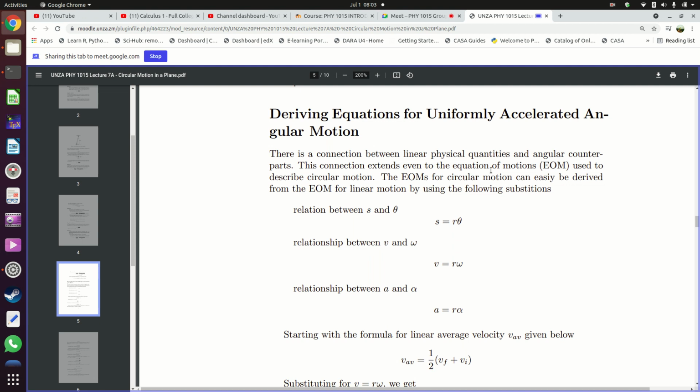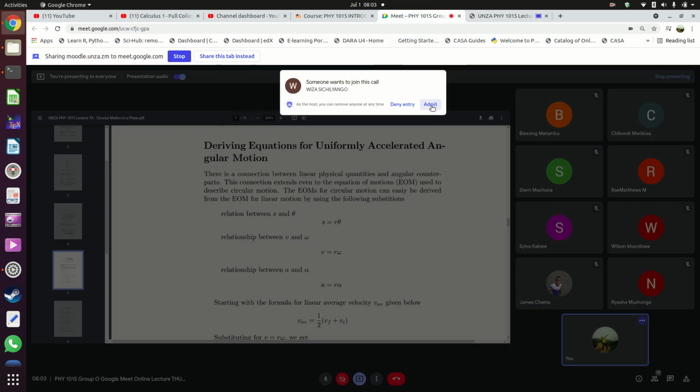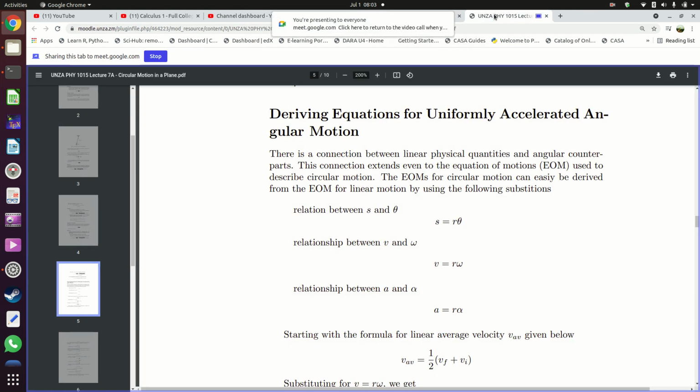So this morning we are going to go through a process where we are going to come up with equations of motion which apply to circular motion. Now, these equations of motion which apply to circular motion, we are going to get them using equations which we already know. Remember, at the beginning of the course, when you're looking at description of motion, we came up with how to describe motion in terms of displacement, in terms of velocity, in terms of acceleration.